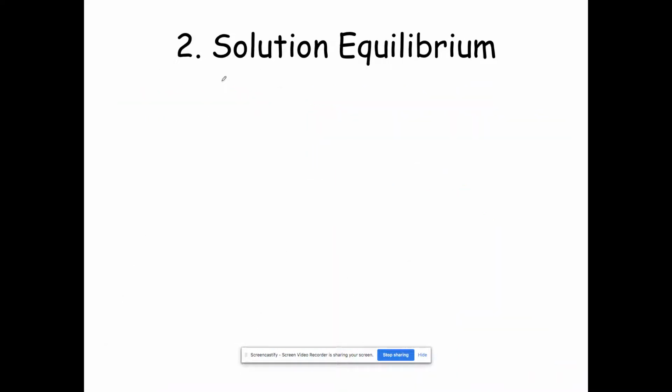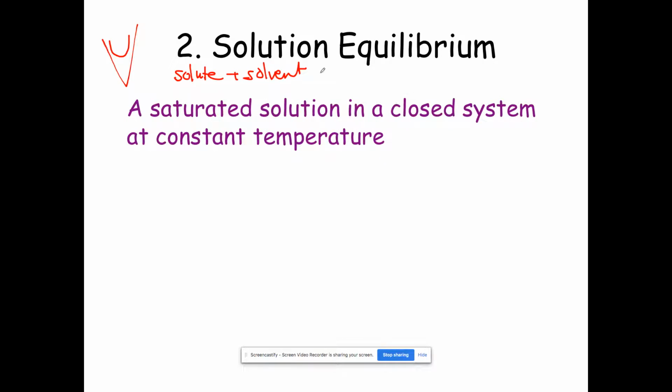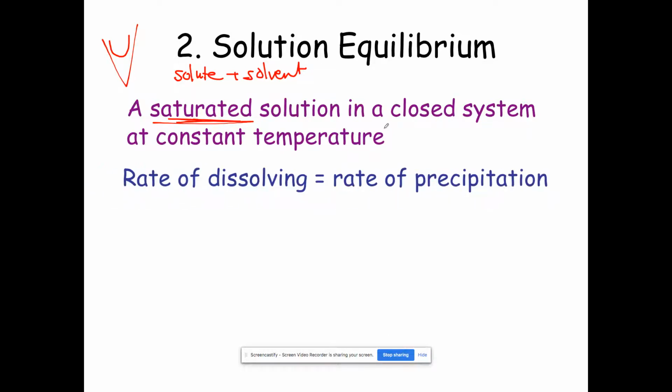Solution equilibrium. Remind yourself what a solution is. A solution is a solute and a solvent. And if you remember, the solute goes inside the solvent. That's what a solution is. So a solution equilibrium is saturated, meaning the maximum dissolved solute, again in a closed system at constant temperature. The rate of dissolving solute into solvent is going to be equal to the rate of precipitation, which means solvent getting rid of solute.